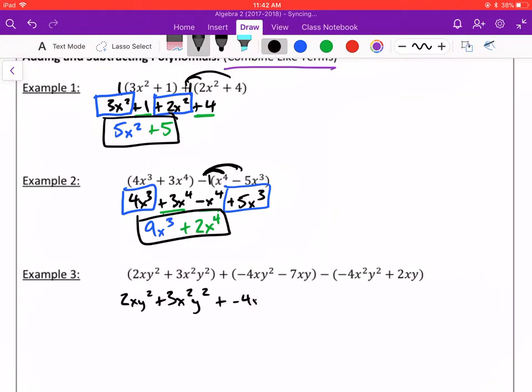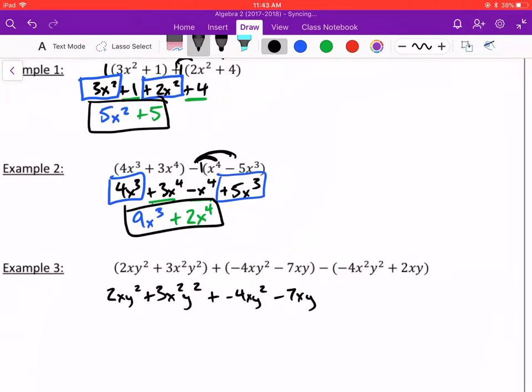So negative 4xy squared, negative 7y. And then subtracting, you're actually distributing a negative 1, so you're changing the signs of each. You're multiplying each of them by negative 1. So negative 1 times negative 4 is positive 4. Or you can just think, I'm just switching the signs, so that's a positive 2x, so negative 2xy.